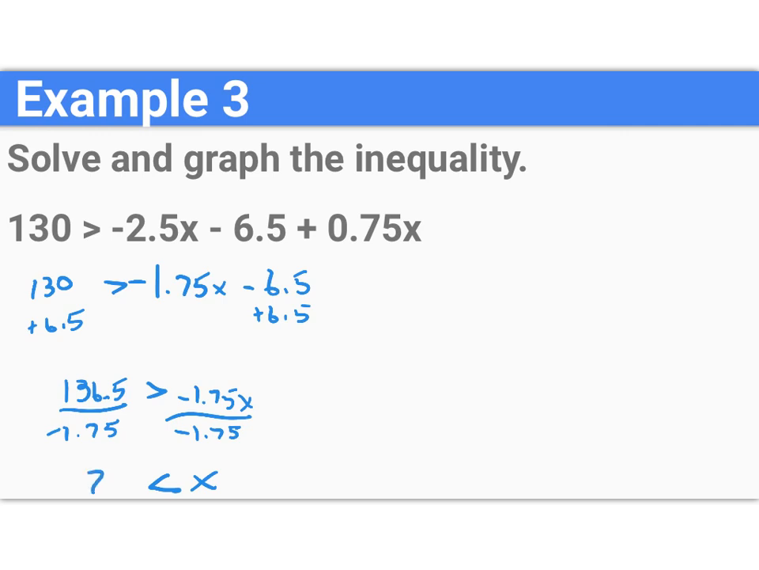Gives me 78. I'm going to move everything around. x is bigger than 78, so that when I graph it, I'm going to do 70 and 80. And 78 is closer to 80. We all know that. And we're going to the right.